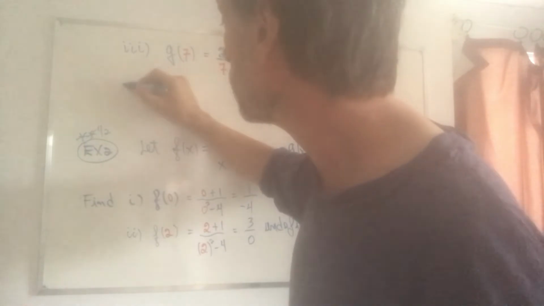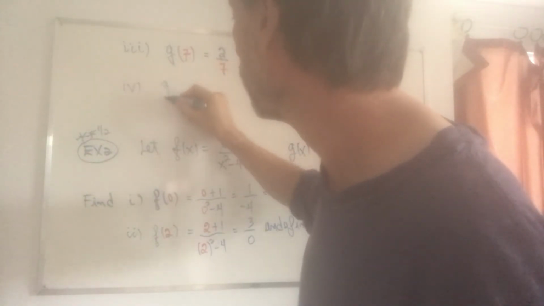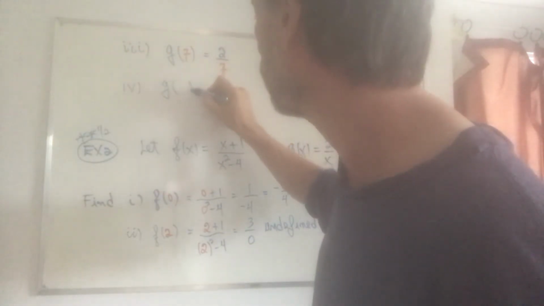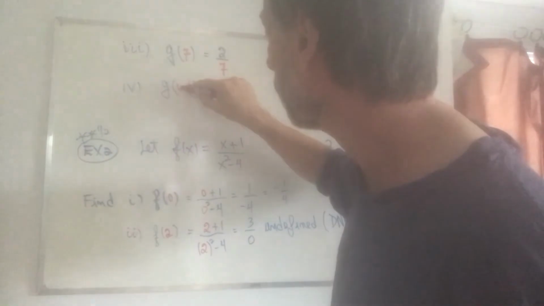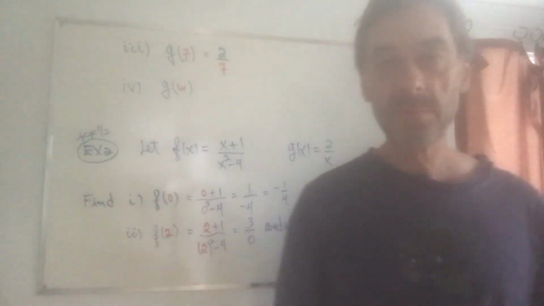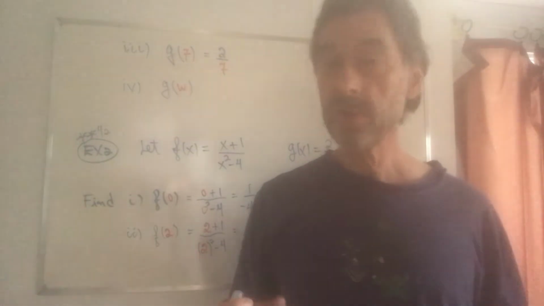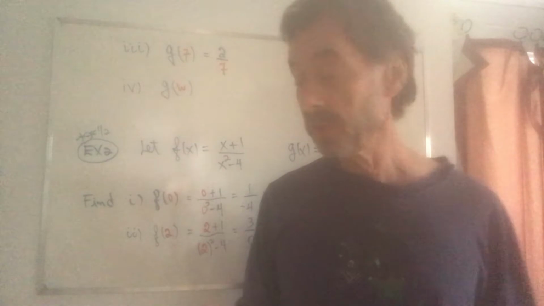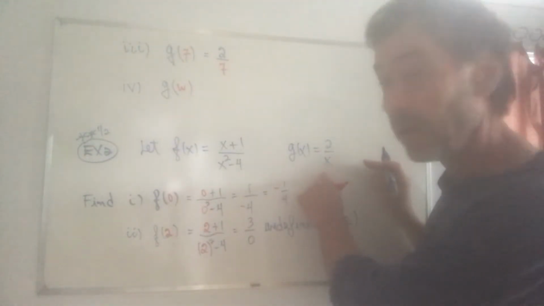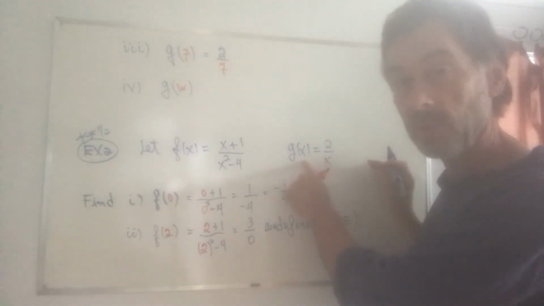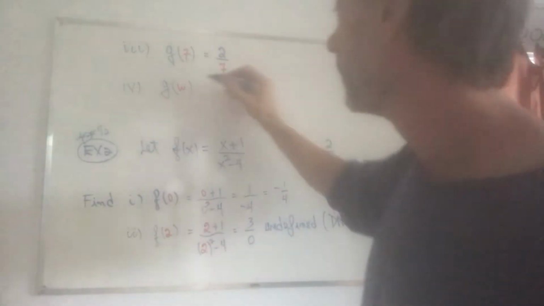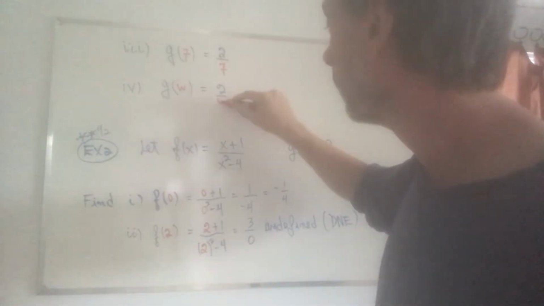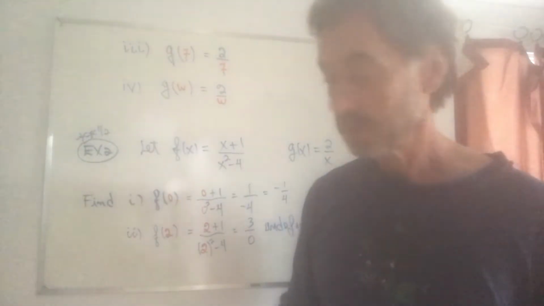Would you be able to get, for me, this one? g of w. So that's not a number. So the answer to g of w is not going to be a number. It's going to be something that is a function of the letter w. So g of x is 2 over x. So I'm going to replace x now with w. So that is equal to 2 over what? w. Yeah, it's simple as that.